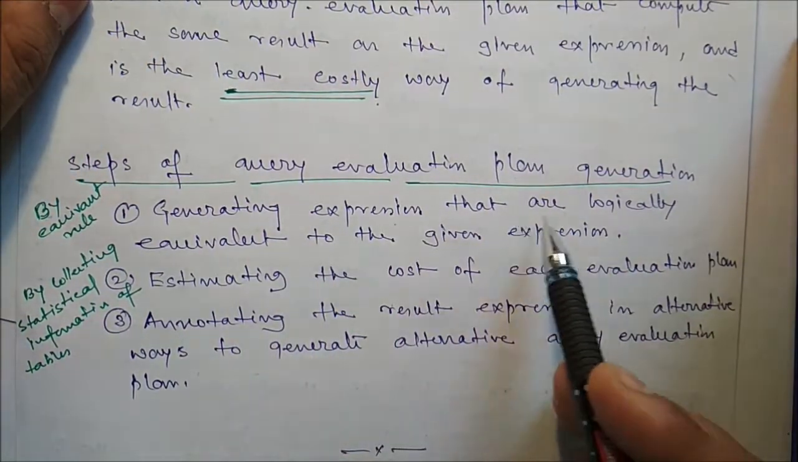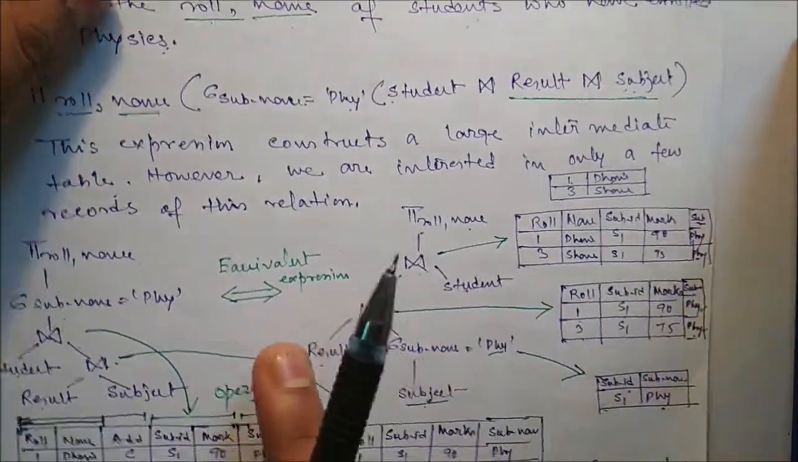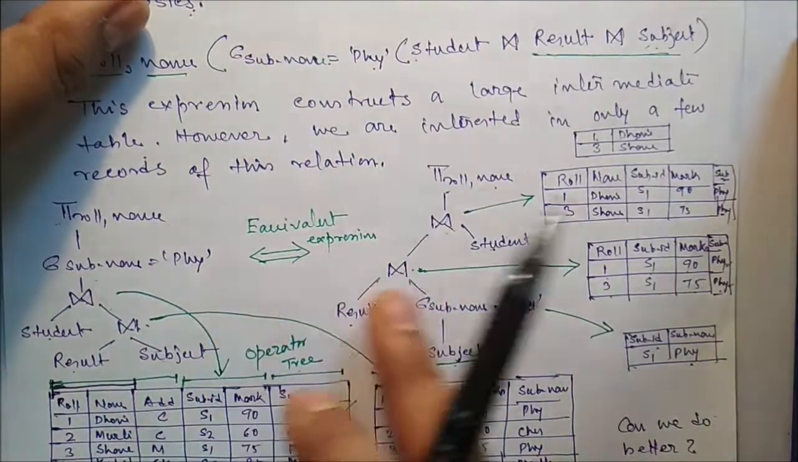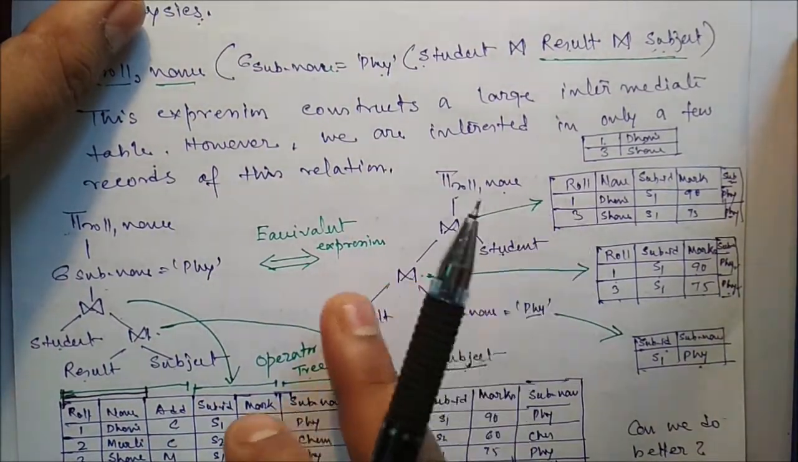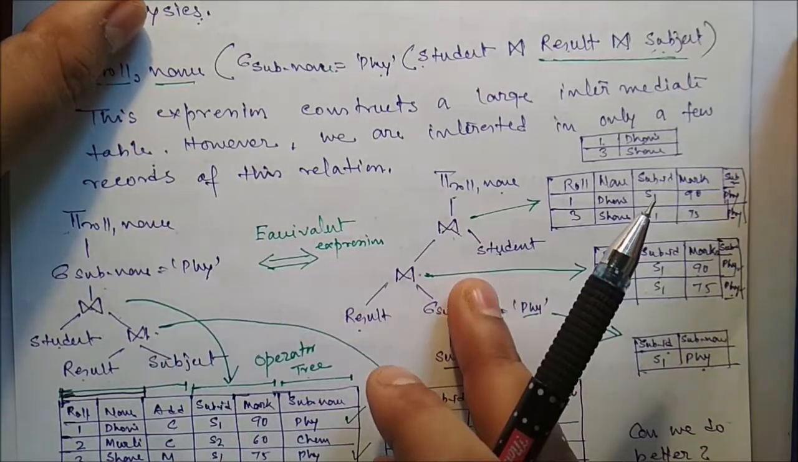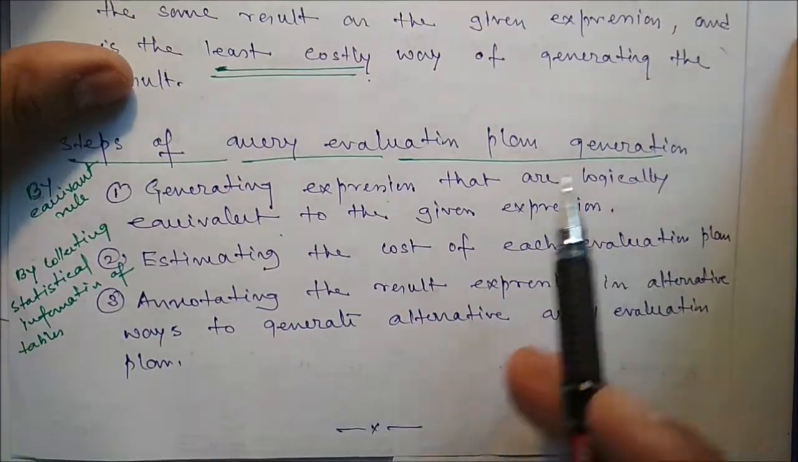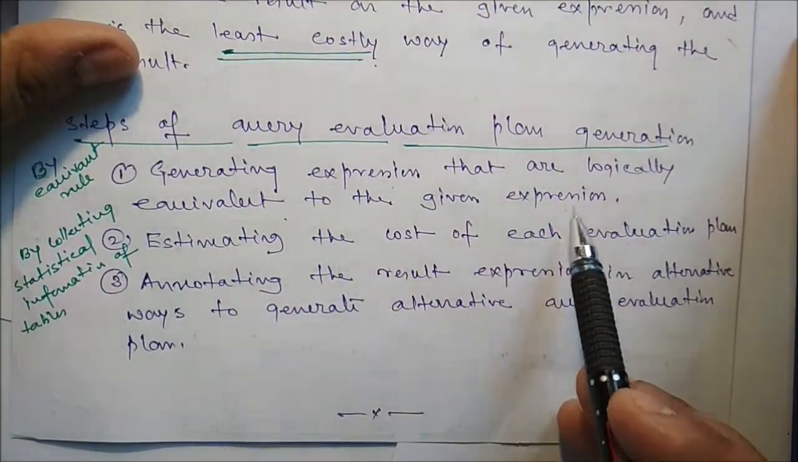Generating expressions that are logically equivalent to the given expression. Now you can see these are logically equivalent expressions. So the first step is that the query optimizer generates equivalent expressions. We will see how. So the first step is to generate equivalent expressions to the given expression.